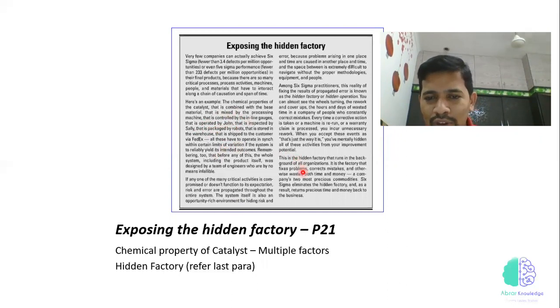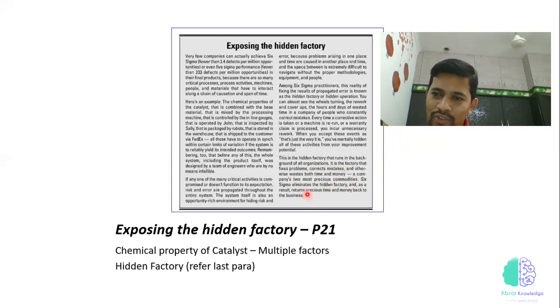So when the variation happens, this is the summary it gives. This is the hidden factory that runs in the background of every organization. It is a factory that fixes problems, corrects mistakes, and otherwise wastes both time and money, the two most precious commodities in a company. Six Sigma eliminates the hidden factory.